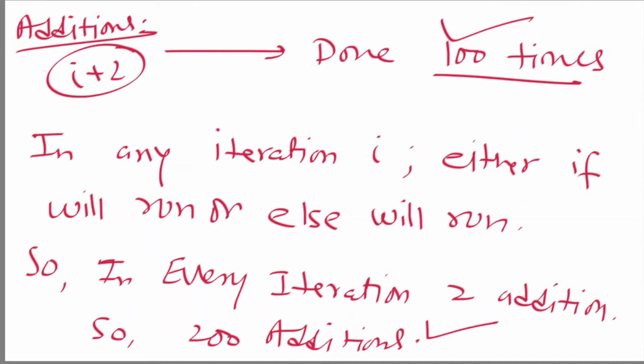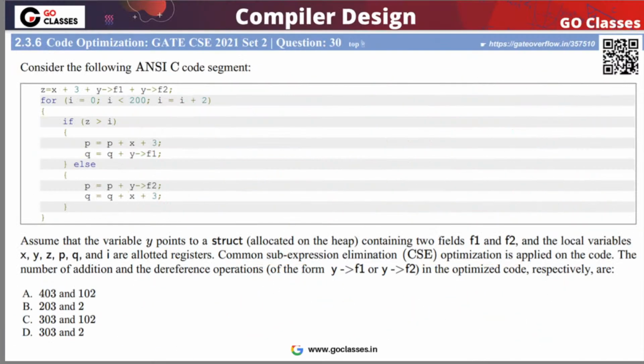I hope this question is clear to everyone. So this is your GATE exam question, and in this question you only have to do common subexpression elimination. So this is how you can do it.